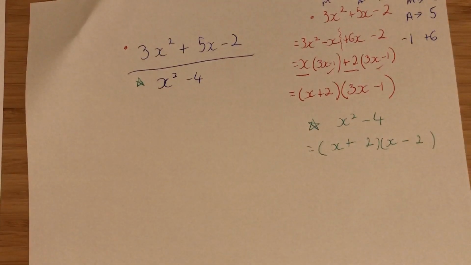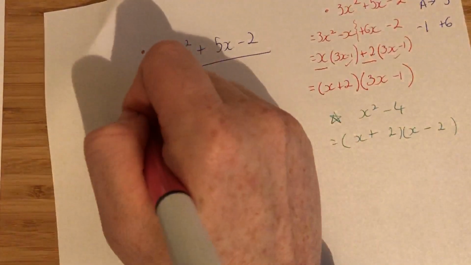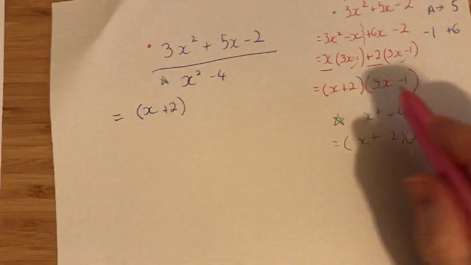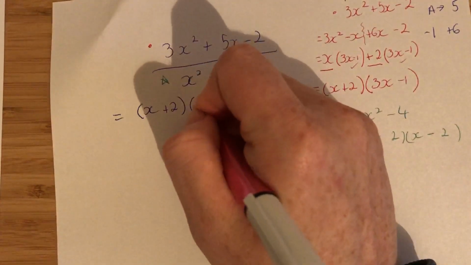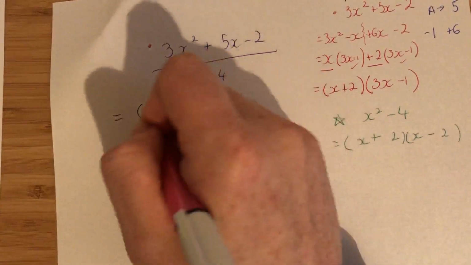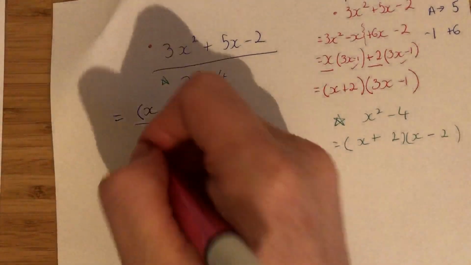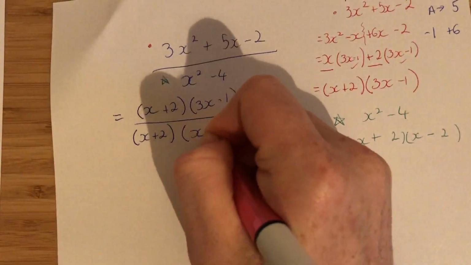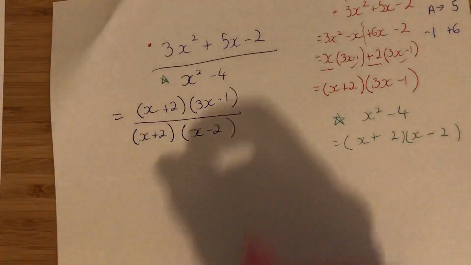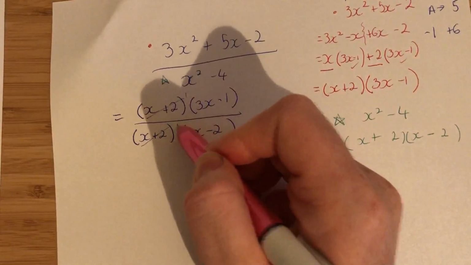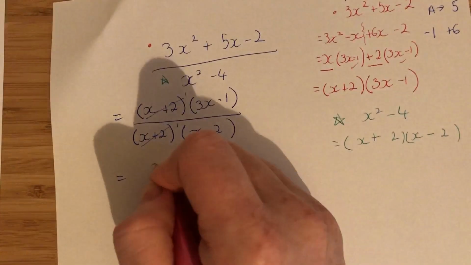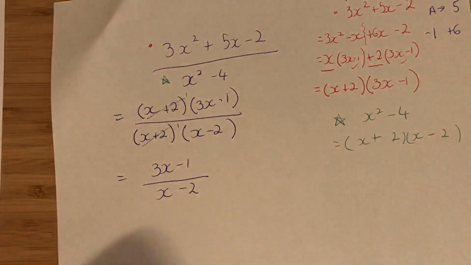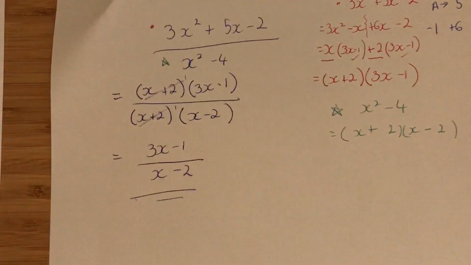So we're going to substitute both of them back in. On the numerator, we've got x plus 2, 3x minus 1. And on the denominator, we have x plus 2, x minus 2. So you can see that we've got simplifying these both to 1. And so you've got 3x minus 1 over x minus 2. And that is you for simplifying algebraic fractions.